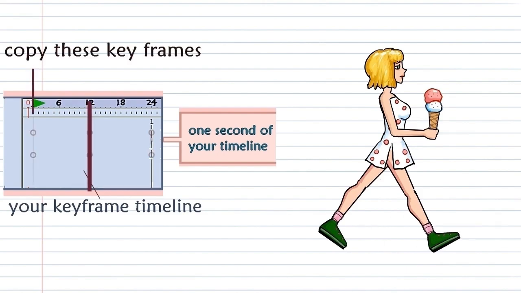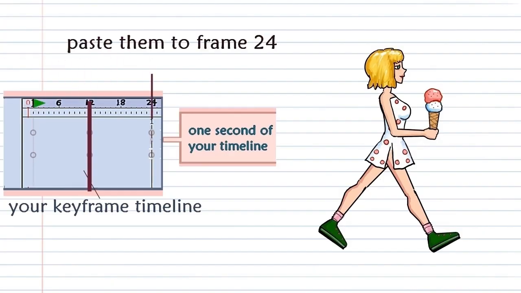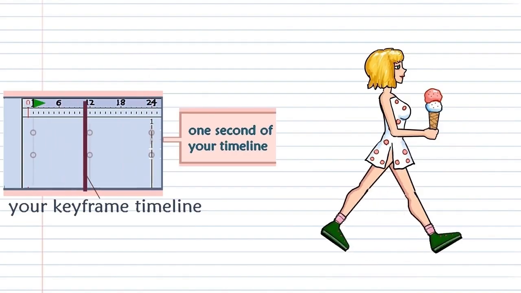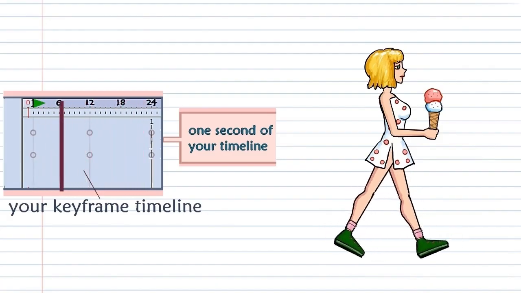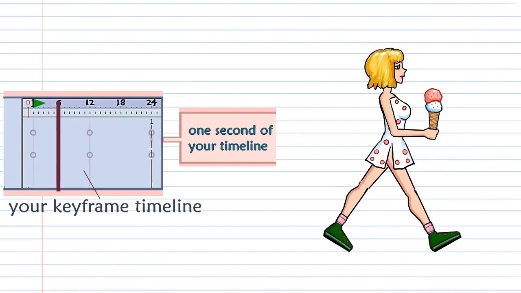Since we want our animation to loop, we must copy the keyframes under frame 1 and paste them to frame 24. Then select the keyframes directly under frame 24 and set them to loop back to frame 1. Okay. Now if you hit the play button on your timeline, your character should be moving like this. But don't worry, she isn't finished yet.